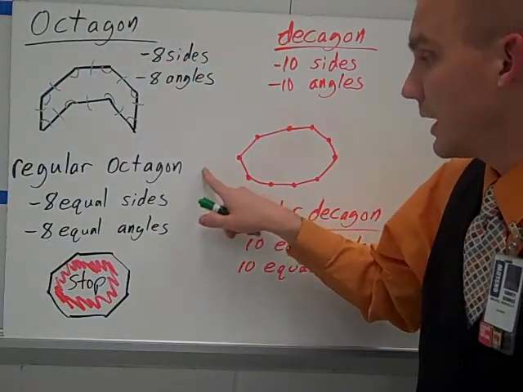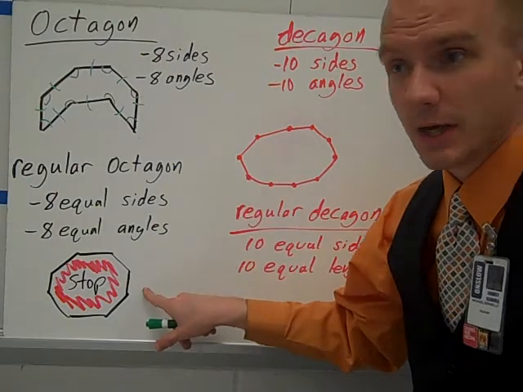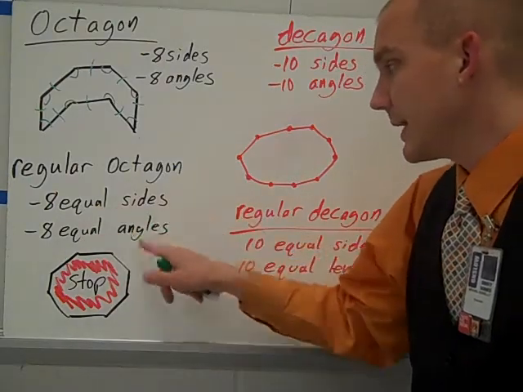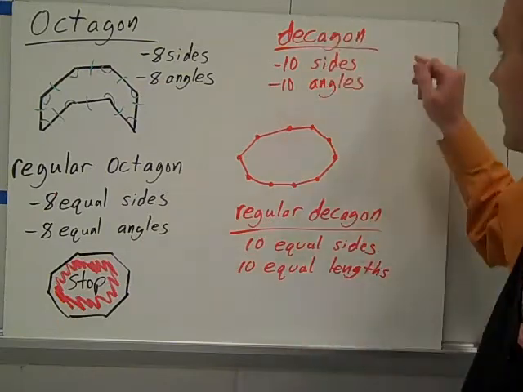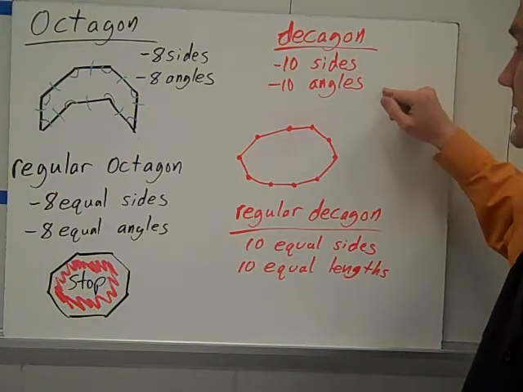A regular octagon, you've all seen them before. It's a stop sign. It has 8 equal sides and 8 equal angles, and it looks basically like a stop sign. A decagon, 10 sides and 10 angles.